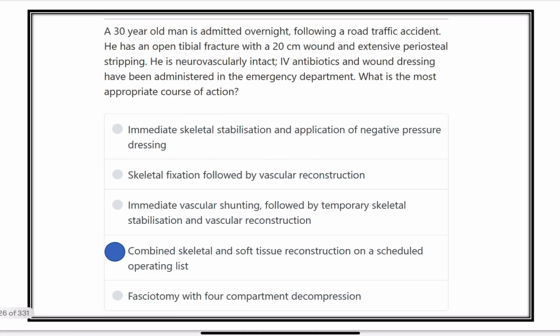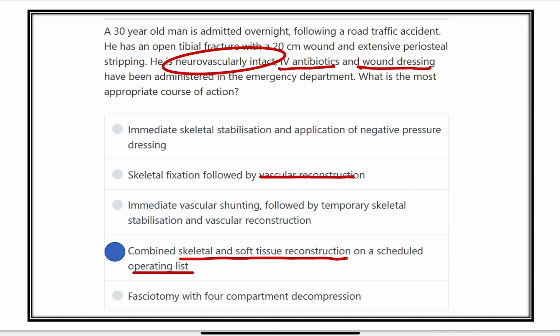So what will be our option? Our option will be the combined skeletal and soft tissue reconstruction on a scheduled operating list, because the initial management has all been given here. Here we can see the IV antibiotic and wound dressing was done. So now we can wait for skeletal and soft tissue reconstruction on a definitive day. And as the patient is neurovascularly intact, there is no vascular role here, so these two options are not true.